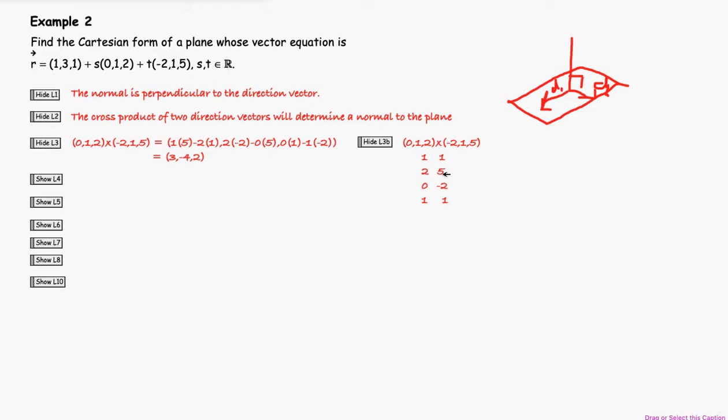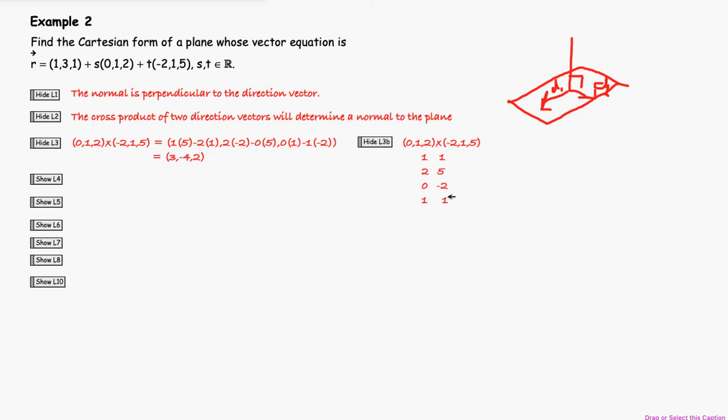I'm going to do 1 times 5 is 5. 2 times 1 is 2. So we're going to have 5 minus 2. That'll give us a 3 here. Now we're going to have 2 times -2 is -4. And 0 times 5 is 0. And -4 minus 0 is -4. That's how we got that one.